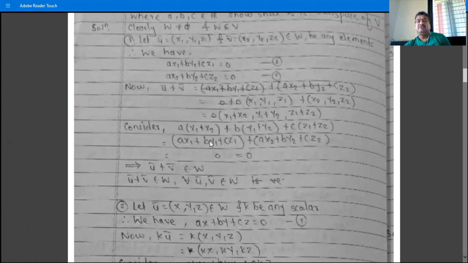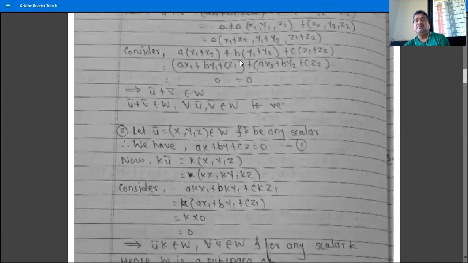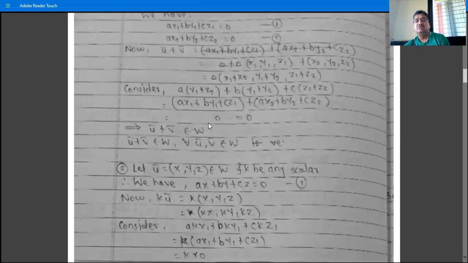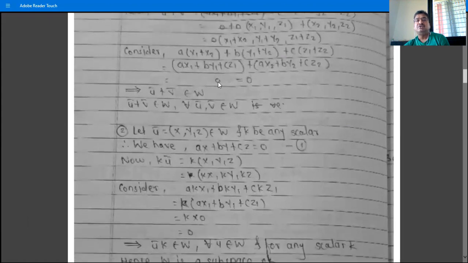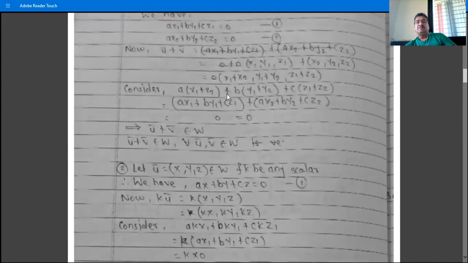So consider a in bracket x1 plus x2, plus b in bracket y1 plus y2, plus c in bracket z1 plus z2. It is ax1 plus ax2, multiplied out, and then collect the terms: ax1 plus by1 plus cz1 in one bracket, and ax2 plus by2 plus cz2 in another bracket. The value of ax1 plus by1 plus cz1 is 0 by using equation 1, and the value of ax2 plus by2 plus cz2 is 0 by using equation number 2. So 0 plus 0 is equal to 0, and therefore U bar plus V bar belongs to W, because it satisfies the condition.